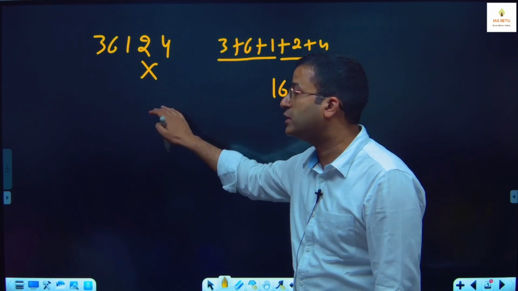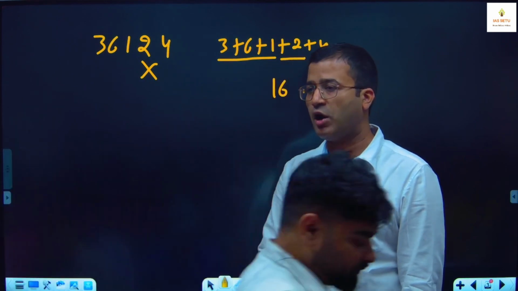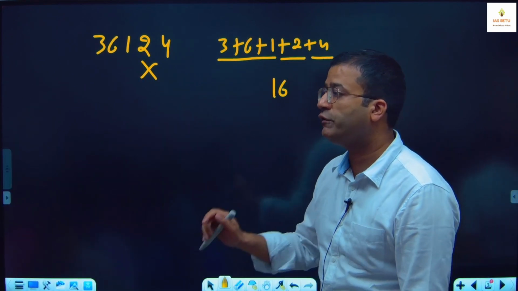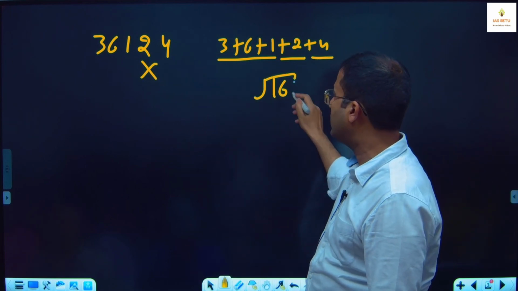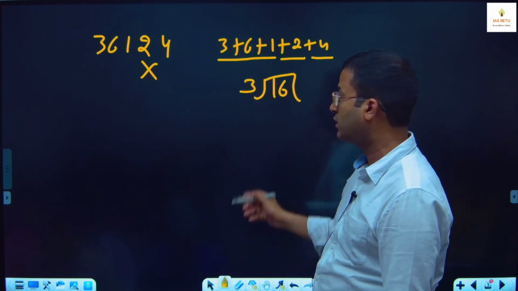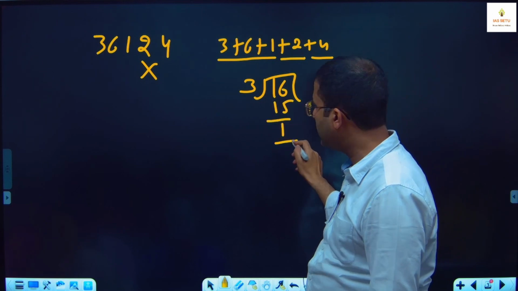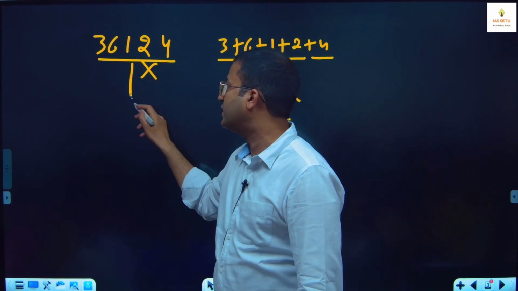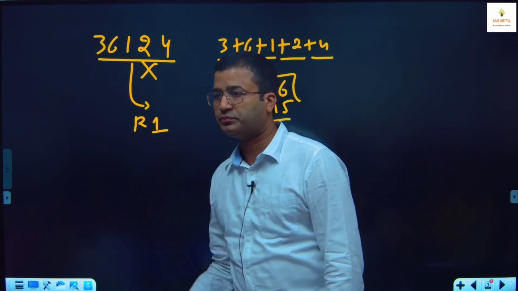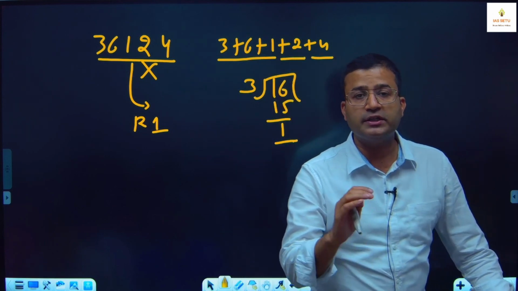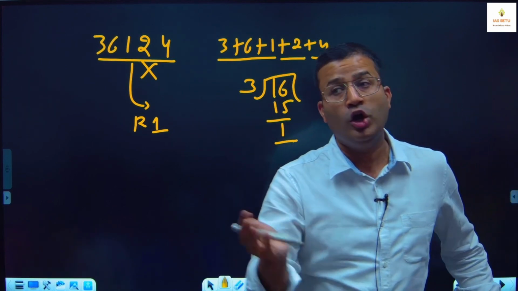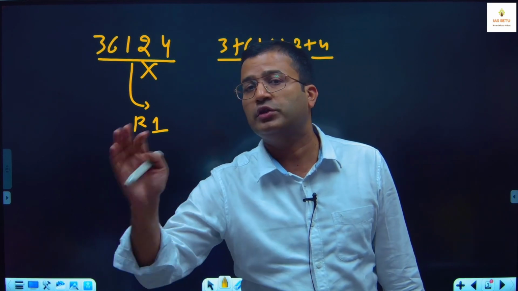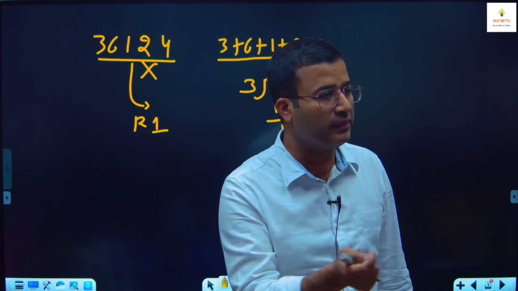भाई ये 3 से तो डिवाइड नहीं हो रहा, तो रिमाइंडर क्या होगा? For remainder also we have a shortcut, no need to check this number, this sum of the digits itself is sufficient. What is your remainder? 1. So it means this complete number gives remainder 1. This shortcut tells you whether the number is divisible by 3, yes or no. If no, the same shortcut tells you the remainder. वही आपको remainder भी बता देगा.